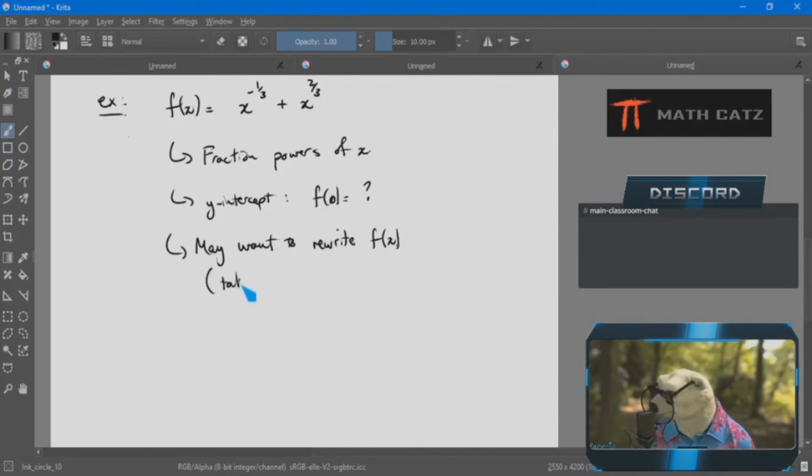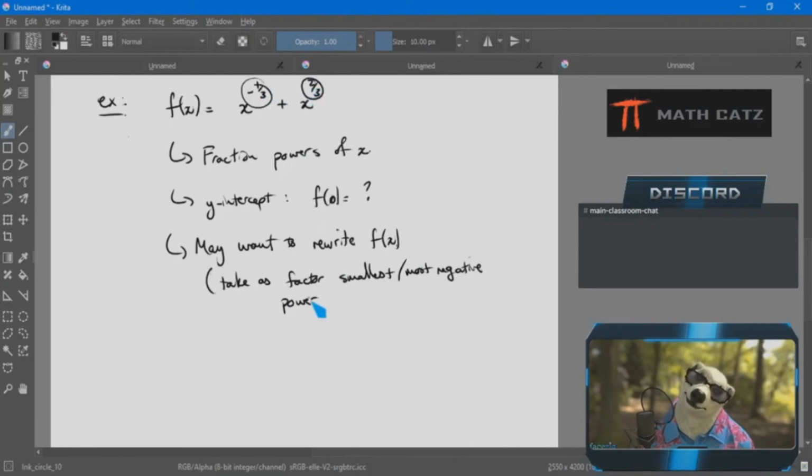I'm going to take out, I'll just take as common factor, the, how should I say it? Smallest, or most negative, smallest on the number line, power of x. If you think about these powers of x sitting on the number line, which one is further to the left? It's negative 1/3. That's the one I'm going to take out.